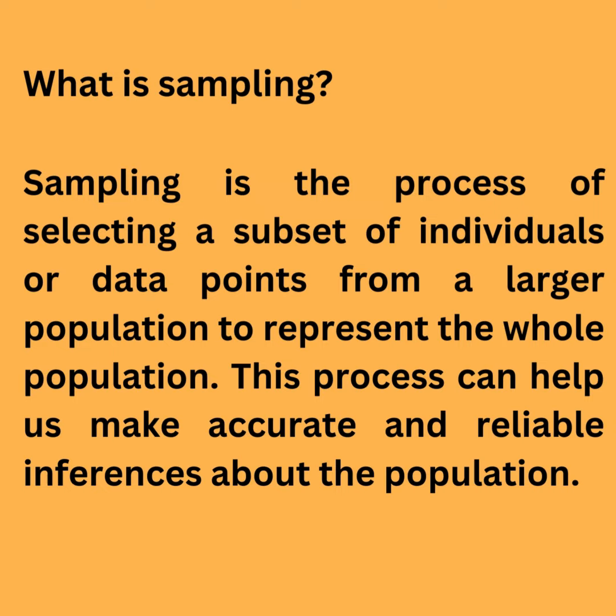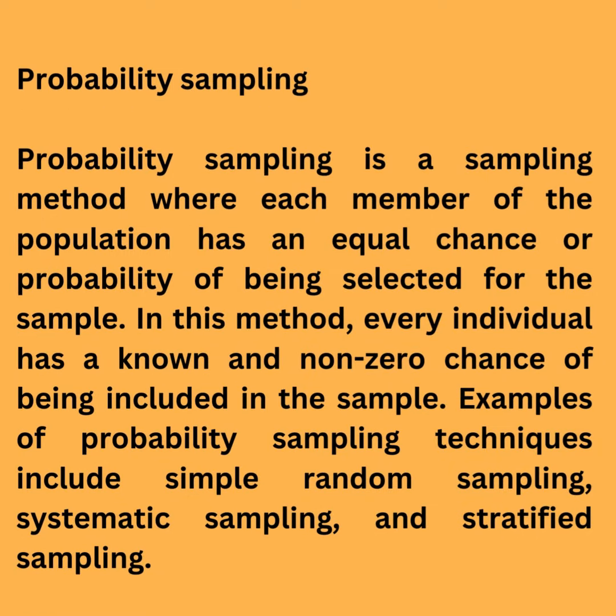Now let's dive into the two main types of sampling techniques: probability and non-probability sampling. Probability sampling is a sampling method where each member of the population has an equal chance or probability of being selected for the sample. In this method, every individual has a known and non-zero chance of being included in the sample. Examples of probability sampling techniques include simple random sampling, systematic sampling, and stratified sampling.